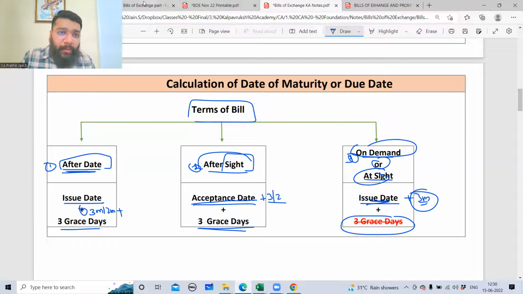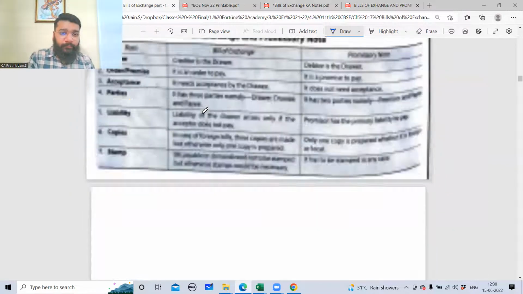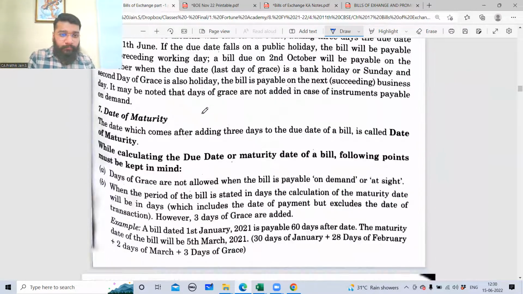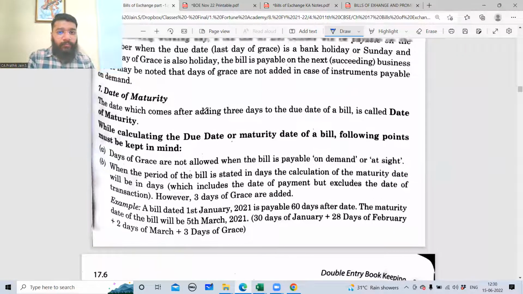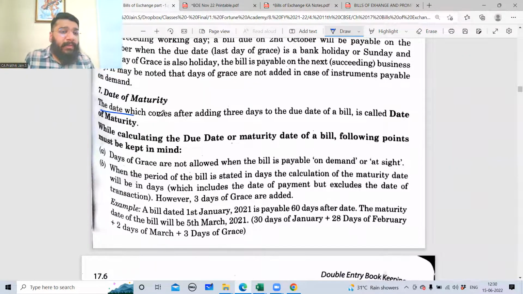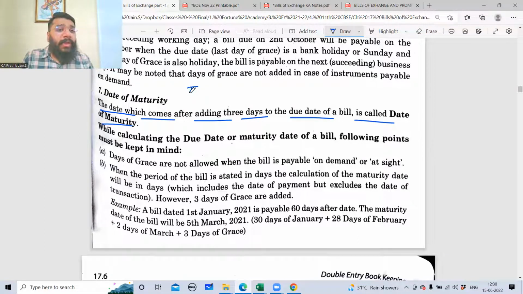Can we do quickly one question based on this? Here they say that the date which comes after adding the 3 days to the due date is called the date of maturity. So here what they're telling is that the date of issue plus 3 months, 2 months, whatever, that is called the due date. With this, if you add 3 grace days, it is called the maturity date. Like that the language is given, but at the end, due date and maturity date mean the same.